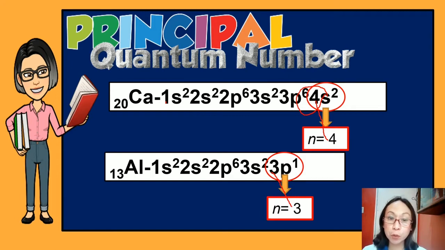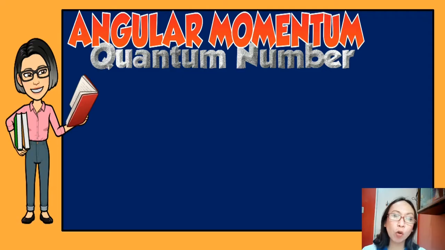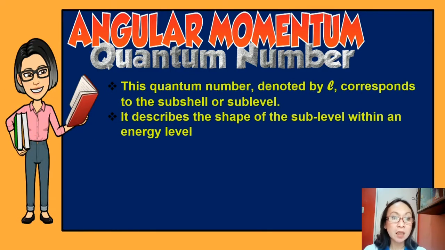Okay, let's proceed to the second one, the angular momentum quantum number. This quantum number is denoted by l. It corresponds to the subshell or the sublevel. Do we remember the sublevels we discussed before? I hope we still remember them. It describes the shape of the sublevel within an energy level.